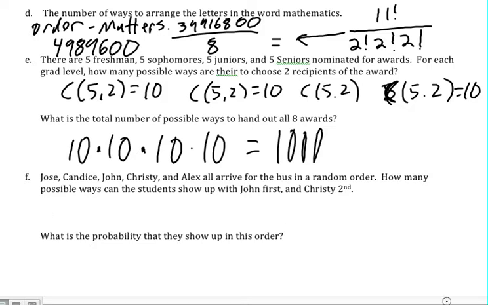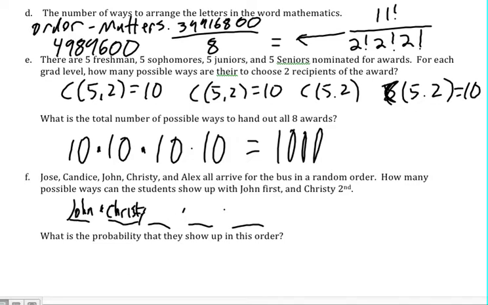Jose, Candace, John, Christy, Alex all arrive for the bus in a random order. How many possible ways can the students show up with John first and Christy second? Well, look, there's 1, 2, 3, 4, 5 people. So let's write out 5 slots. We do not have choices for that first slot. It's going to be John. We do not have choices for that second slot. It's going to be Christy.